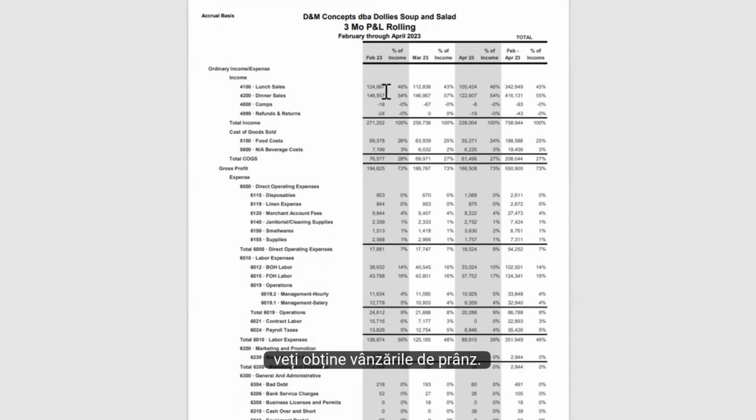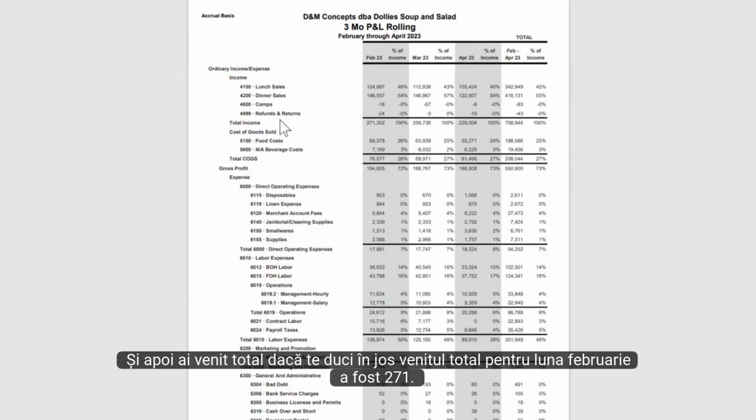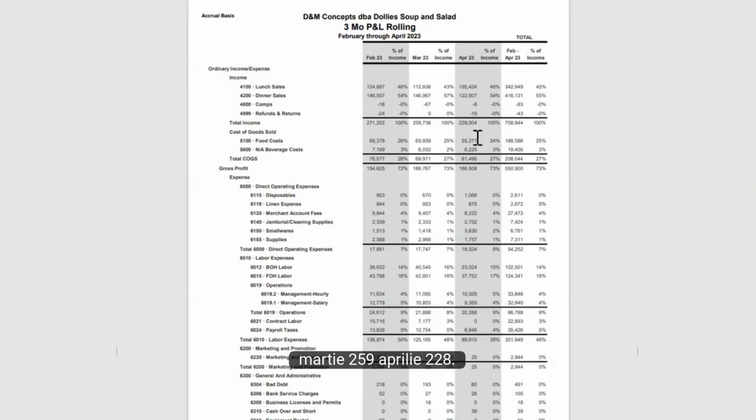You've got your lunch sales. Here it's showing 124,000 in lunch sales in February, 112,000 in lunch sales in March, 105,000 in lunch sales in April. And you've got your dinner sales, same thing, 148, 146, 122. And then you've got your total income. If you go down, total income for February was 271, March 259, April 228.